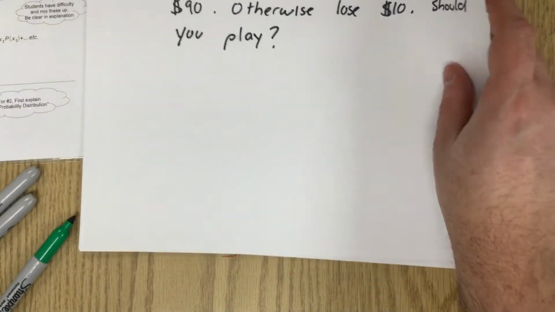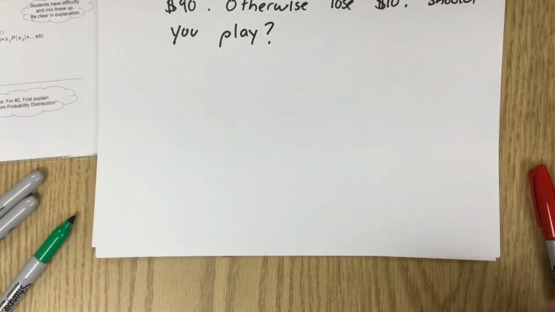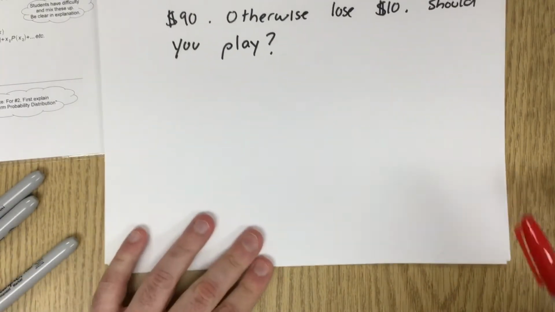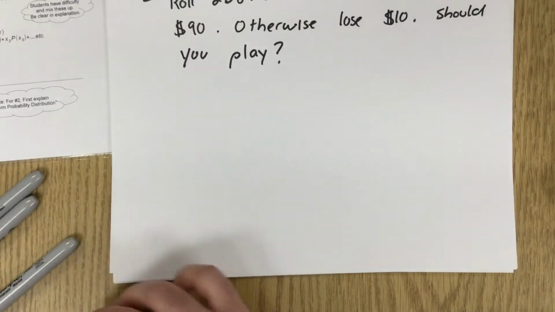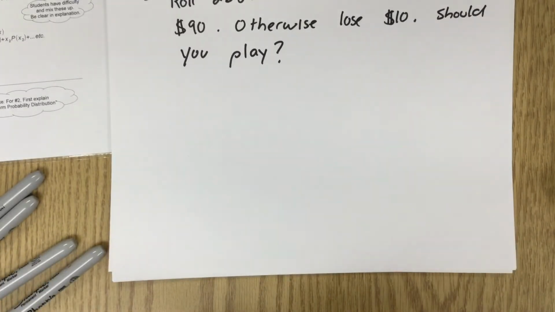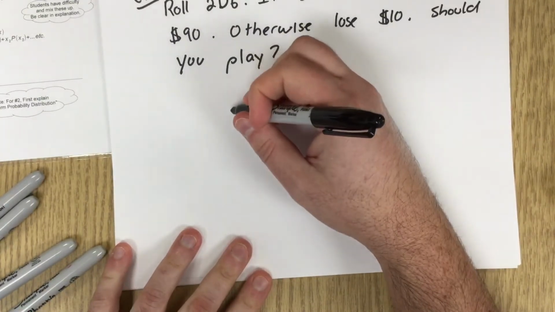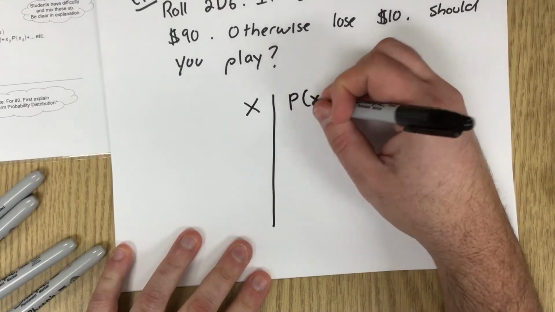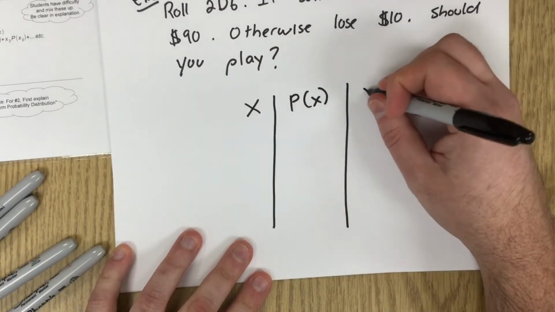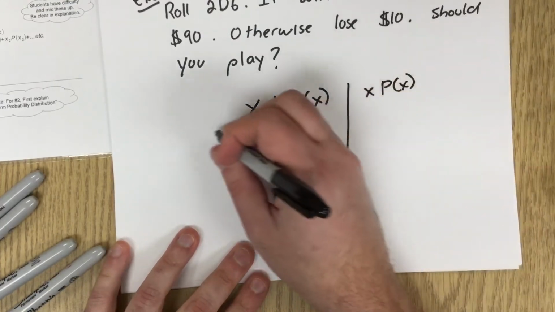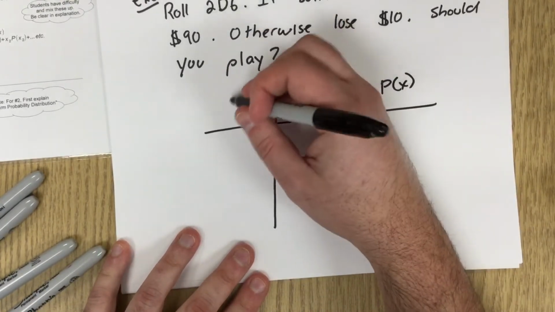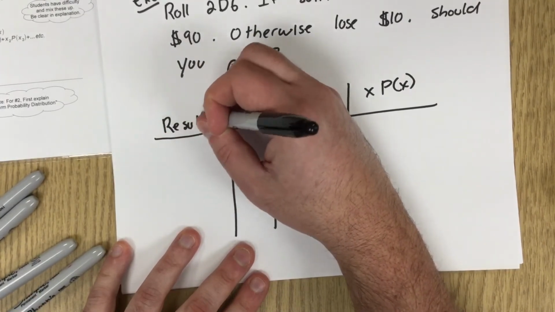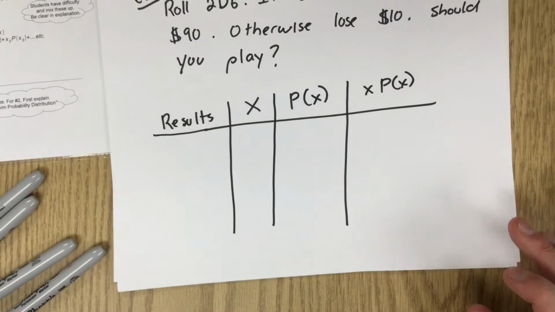Okay. Roll 2 6-sided dice, and then we're going to add them up. If the sum is 10, we win $90. Otherwise, we're going to lose $10. Should you play? So we're going to figure out the expected value of this thing. So we're going to have our X and our X times P(X). And I'm going to put a results column. And remember, the results column is actually optional, but I don't know why you would not do it.